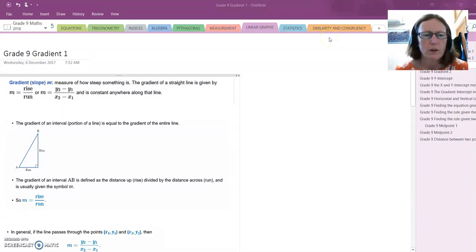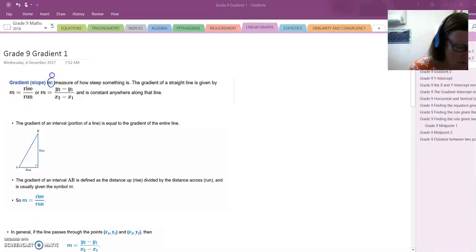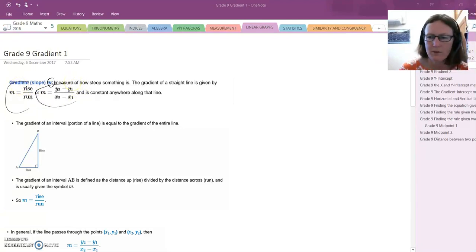Okay, we're going to look at the gradient of a line. The gradient, and we use the symbol small m for gradient, is a measure of how steep something is. Last year we looked at the formula rise over run. This year we're going to look at a formula. The gradient is y2 minus y1 divided by x2 minus x1.